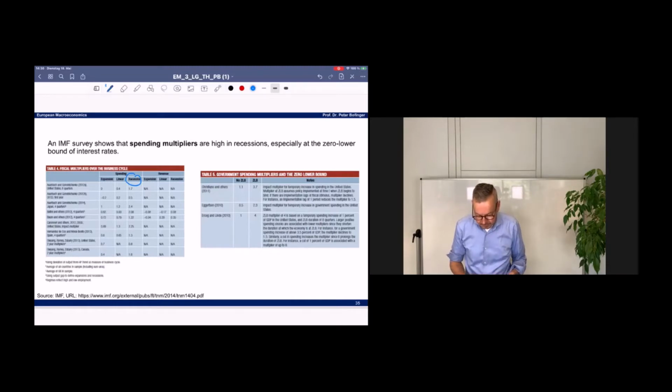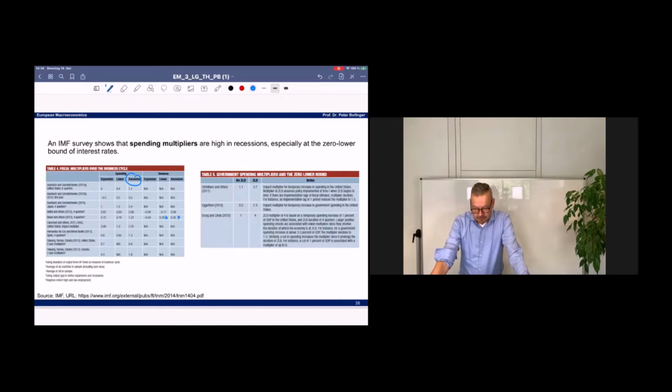For the revenue and tax multipliers, fortunately, we don't have so many data, but one can see they are positive. For the data available, they are positive, but they are less than 1, which is in line with what we have seen. So yes, spending is more effective than taxes.